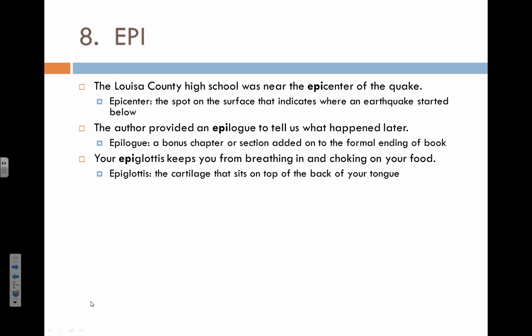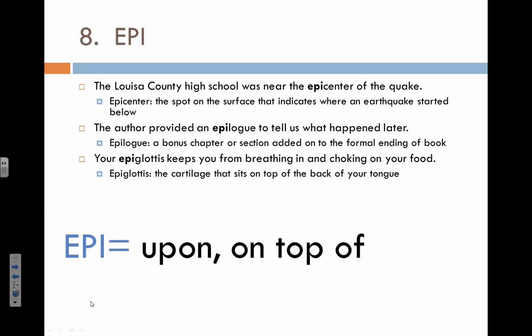And last but not least, epiglottis. That's the cartilage that sits on the top of the back of your tongue. So if you open your mouth really wide, you might be able to see it. That's your epiglottis, and it's on top of. So what do all these definitions have in common? You're right. They all have on top of, and that's what epi means. It means upon or on top of something.